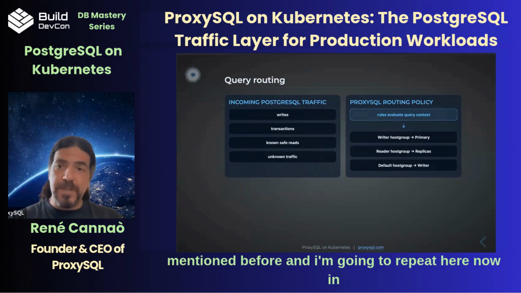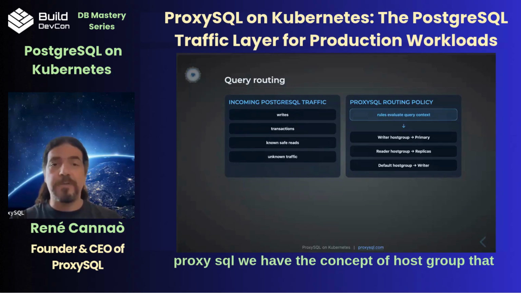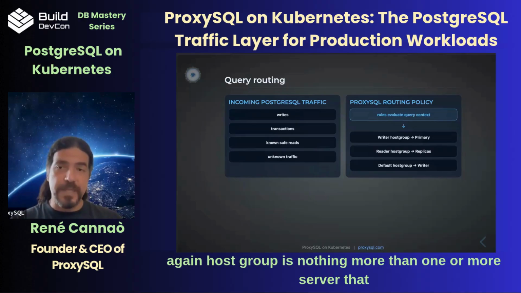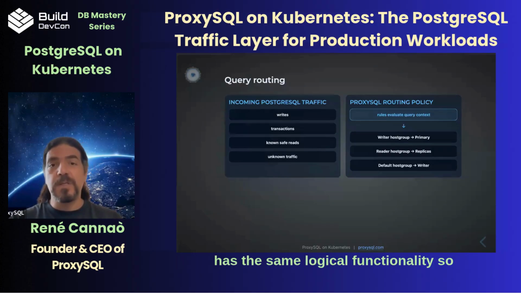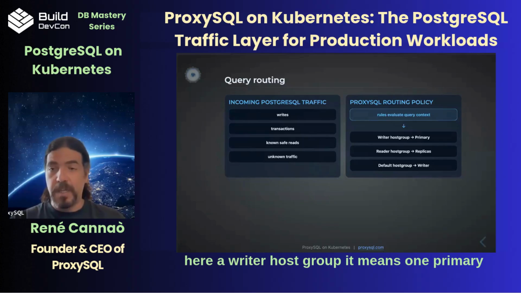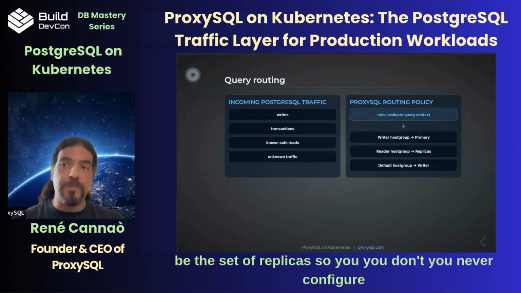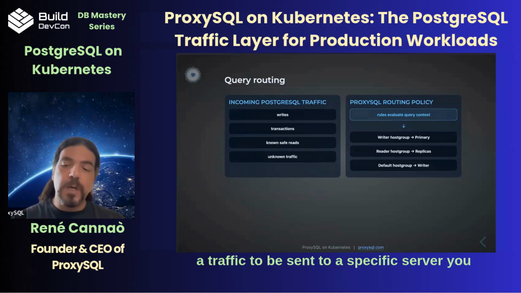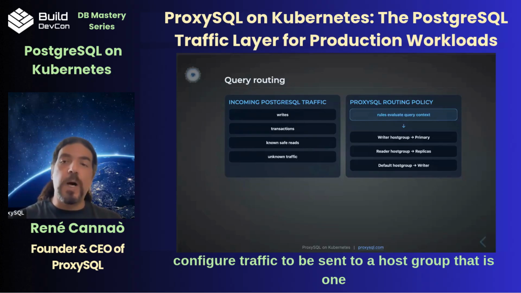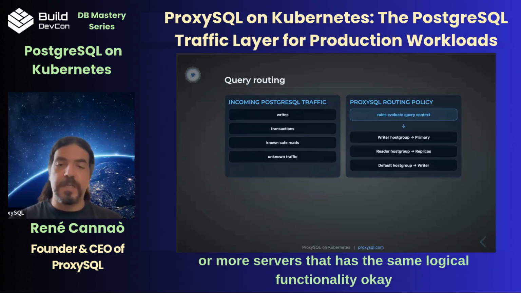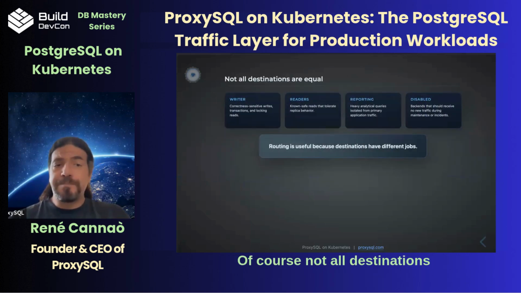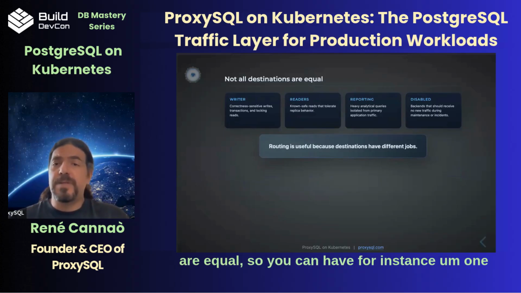As I briefly mentioned before, and I'm going to repeat here now, in ProxySQL we have the concept of a host group. A host group is nothing more than one or more servers that have the same logical functionality. So a writer host group means one primary, but the reader host group could be a set of replicas. You never configure traffic to be sent to a specific server. You configure traffic to be sent to a host group, which is one or more servers that have the same logical functionality. Of course, not all destinations are equal.